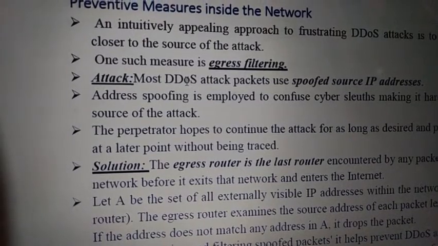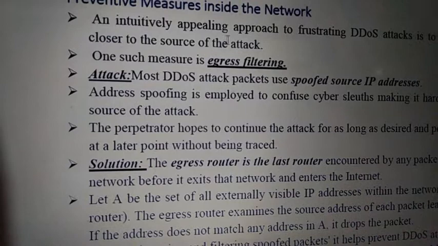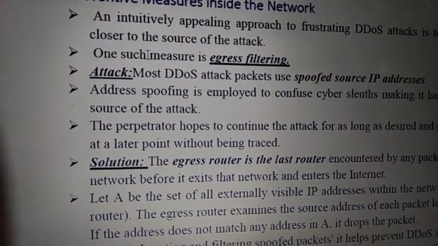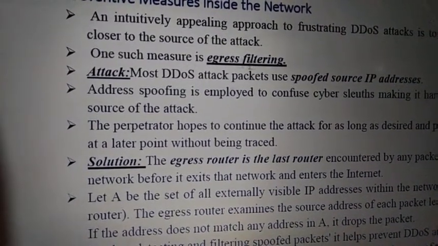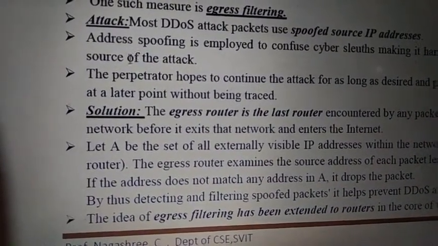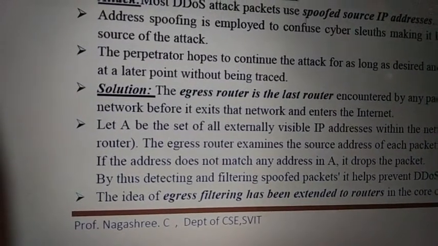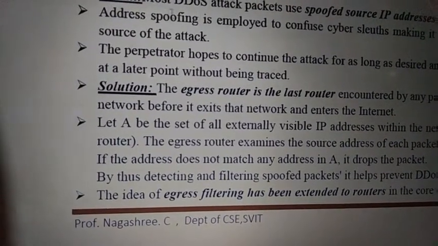So how we are going to keep the intruders out of the network: there are two protocols here. One is called egress filtering. We'll see how an attack is possible and what the solution is with egress filtering. In DDoS attacks, packets were spoofed with source IP addresses.